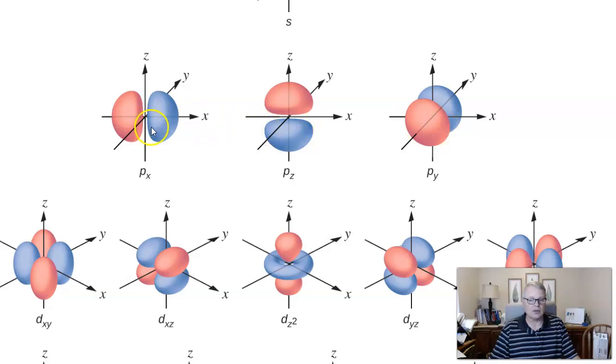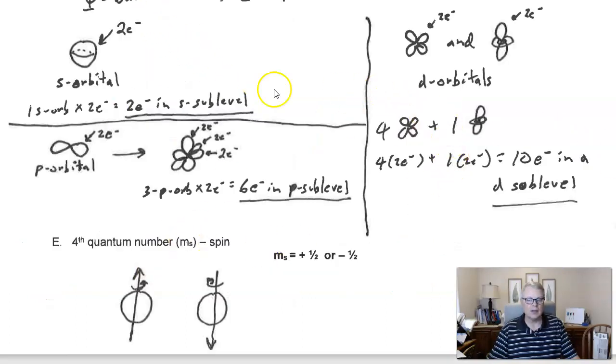So I can put 2 electrons here, 2 electrons here, 2 electrons here, so I can fit 6 electrons in a p sublevel. 2 electrons go in an s sublevel, because there's only one orbital. 6 electrons go in a p sublevel. What does it look like when you put them all together? Well, it looks a little something like this.